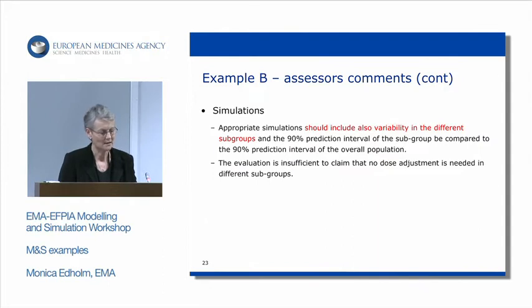Regarding the simulations, these were criticized because they should include variability in the different subgroups, and the 90% prediction interval of the subgroup should be compared to the 90% prediction interval of the overall population. So the assessor did not consider that the evaluation was sufficient to claim that no dose adjustment would be needed in different subgroups.